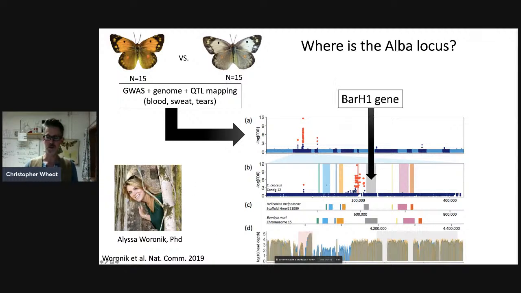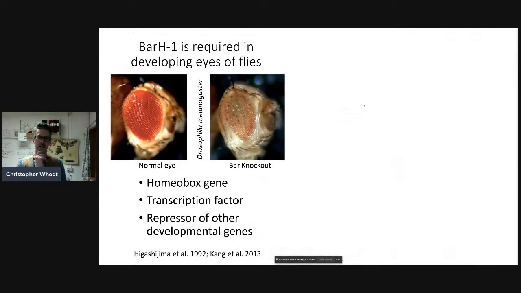And in that genomic region, all these white dots represent individual SNPs that are associated with the difference between orange and white. And those were all located right next to a gene called BARH1. And BARH1 got us quite excited. It's required in developing eyes of flies. It's relatively well understood in terms of its evo-devo role in that context. It's a homeobox gene. It's a transcription factor. It actually represses the developmental trajectories of other cells. So it kind of moves things along in terms of normal eye development. And when you knock it out, you get essentially a Drosophila eye that lacks pigment, right?